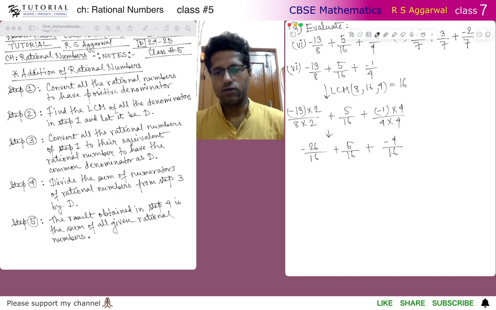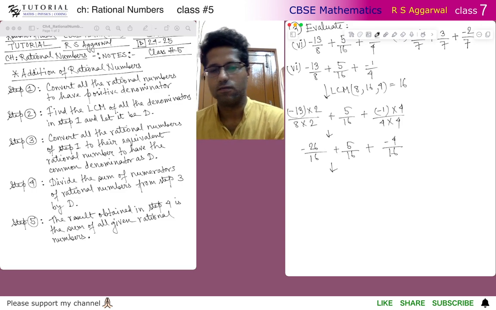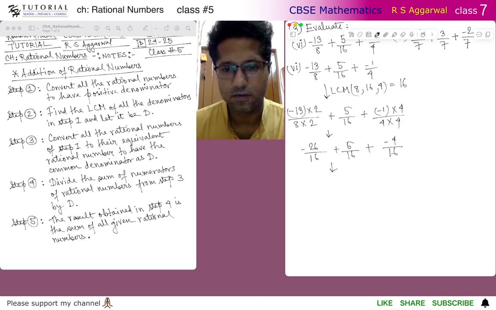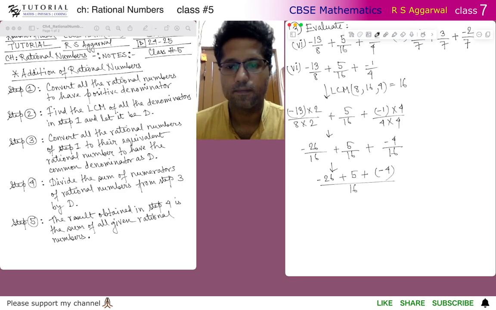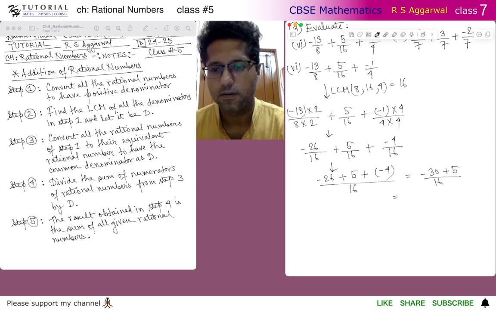So now we have all the denominators same. We will now simply add the numerators, and we will divide the sum of the numerators by the common denominator. So it becomes minus 26 plus 5 plus minus 4 divided by 16, and this is minus 30 plus 5 upon 16, and this is minus 25 upon 16. So this is the answer.